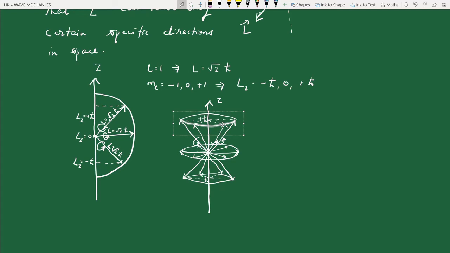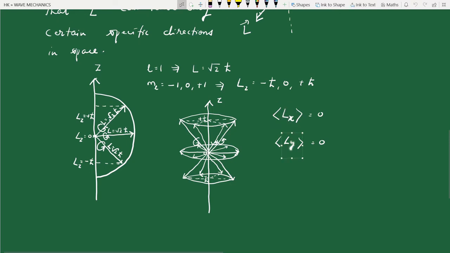So Lx and Ly will not be quantized. They will have all possible values, and the average values of Lx and Ly will be 0. Average value of Lx will be 0, and average value of Ly will be 0, and only Lz will have quantized values. Why is the average value of Lx 0? Because Lx can have all possible values, and similarly for Ly.